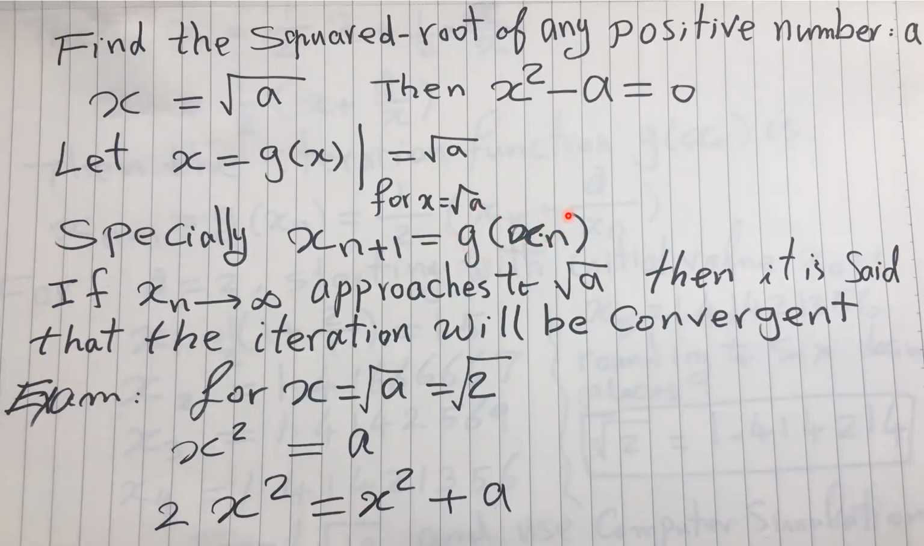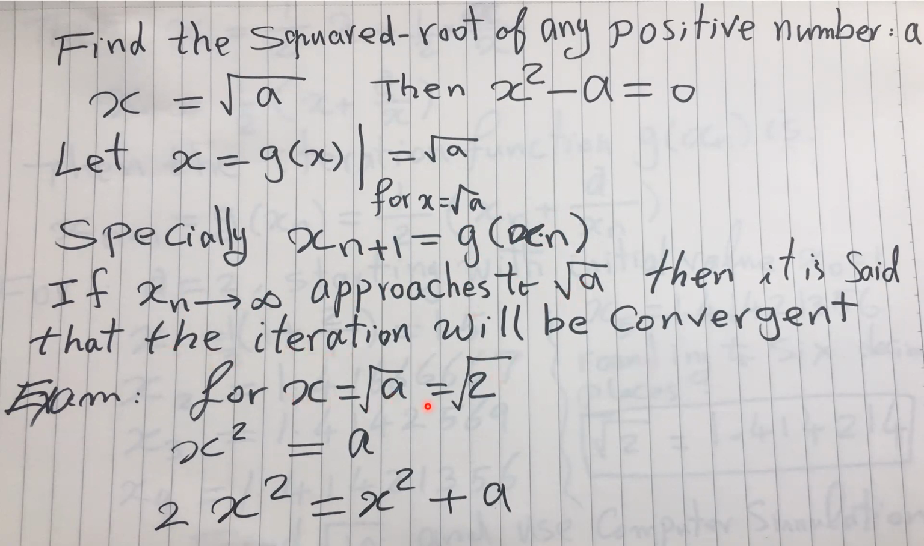So what we would like to find is the function g that iteratively approaches x_n to root a. Especially, as n goes to infinity, x approaches root a. Then it is said that the iteration will be convergent.